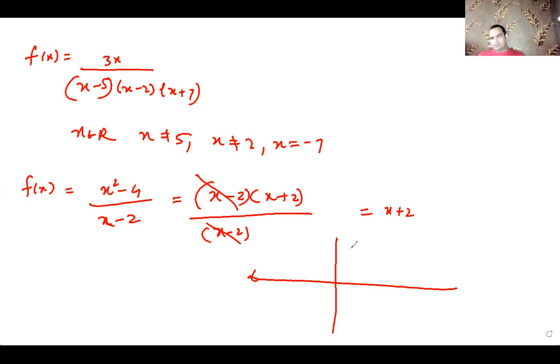It's just a straight line y equals x plus 2. But how is it actually different from the actual x plus 2 function? Is it the same thing? Is it different? And if it is different, how is it different? Actually, what we did here is a blunder.